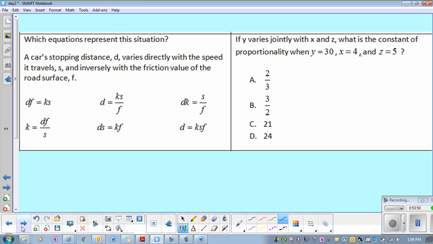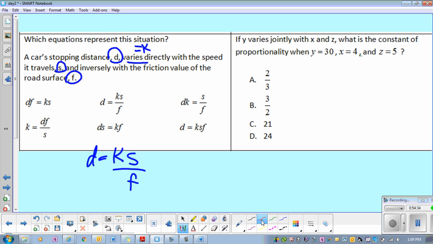Which equations represent this situation? A car stopping distance d varies, equals k. So d varies directly with the speed it travels, which is s, and inversely with the friction value of the road surface, f, so divided by f, right? So now this one's a good problem. It says, which equations, right? So the second one. If you look at each of these, they're all solved for a different variable or different variables. So you need to take your original and see if it equals any of these other ones.